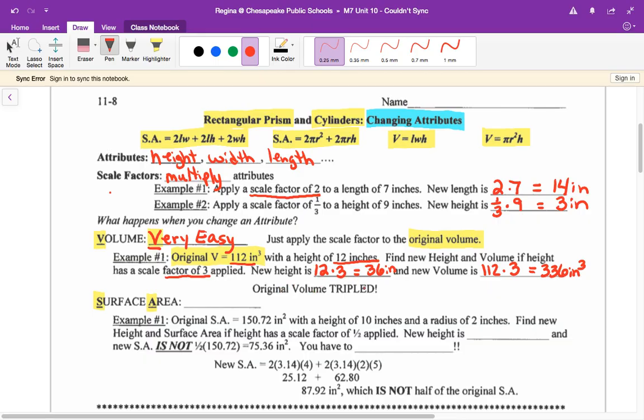The original volume tripled because we had a scale factor of 3. Now, let's move over to surface area.